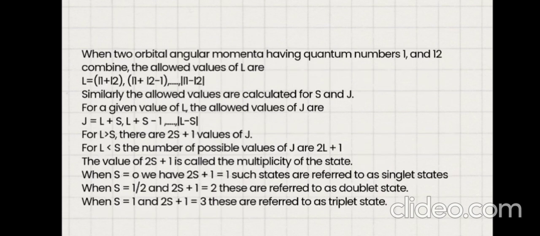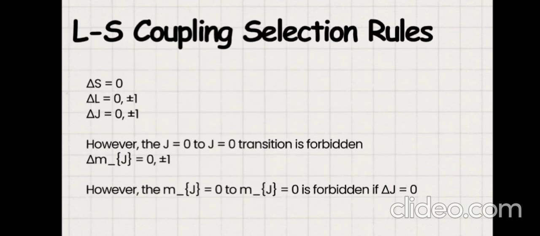The value of 2S plus 1 is called the multiplicity of the state. When S is equal to 0, 2S plus 1 is equal to 1. Such states are referred to as singlet states. When S is equal to 1 by 2 and 2S plus 1 is equal to 2, these are referred to as doublet states. When S is equal to 1 and 2S plus 1 is equal to 3, they are referred to as triplet states.